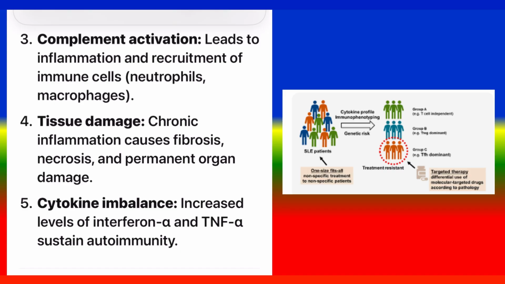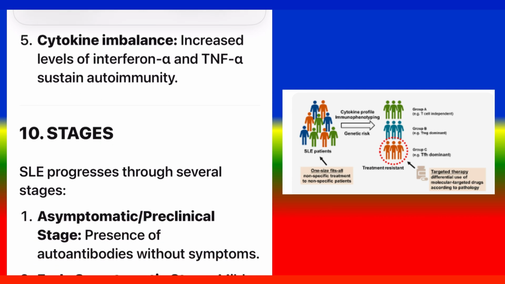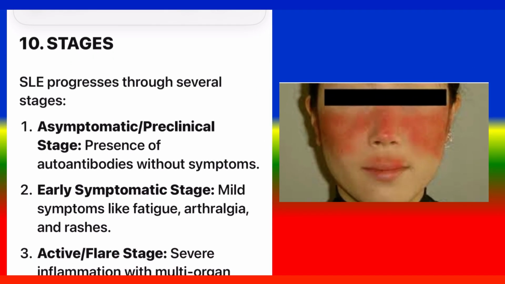4. Tissue damage. Chronic inflammation causes fibrosis, necrosis, and permanent organ damage. 5. Cytokine imbalance. Increased levels of interferon I and TNF sustain autoimmunity. Number 10. Stages. SLE progresses through several stages.